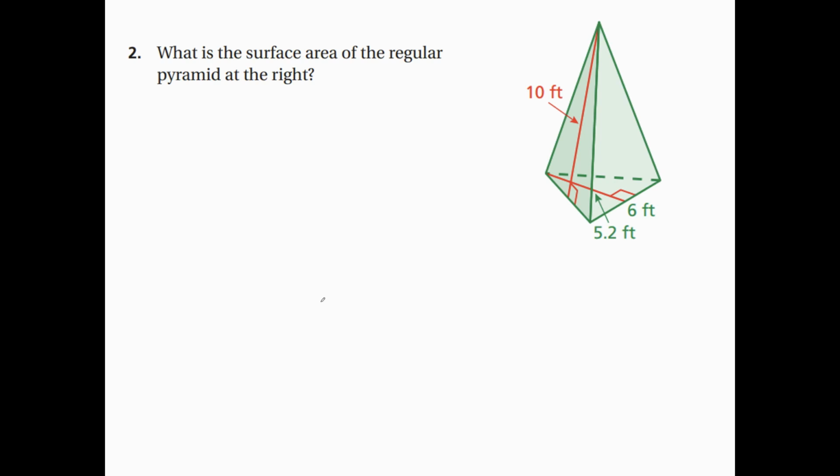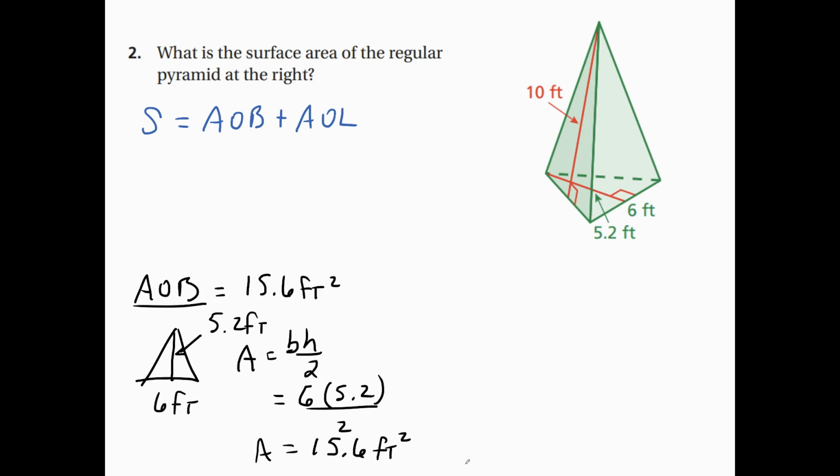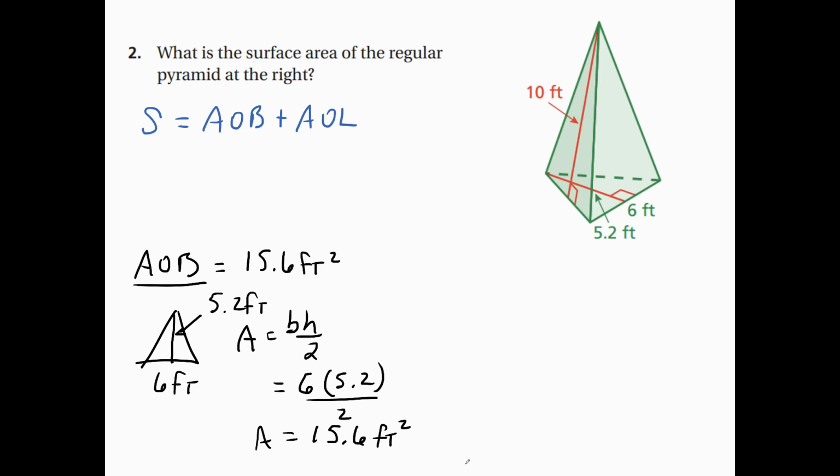All right, so we're back. Let's see, what did you get for your answer? Here's my formula. Surface area equals area of the base plus area of the lateral faces. I find the area of the base first. I draw a triangle and I label it with the height, which is 5.2 feet. That's what this represents, the height of my base. And this is the length of the base of that triangle. So I can find the area of that.